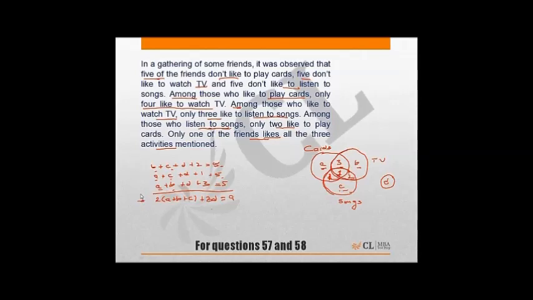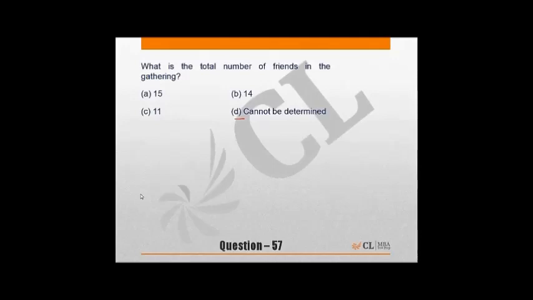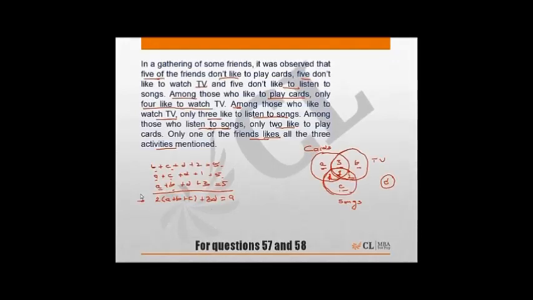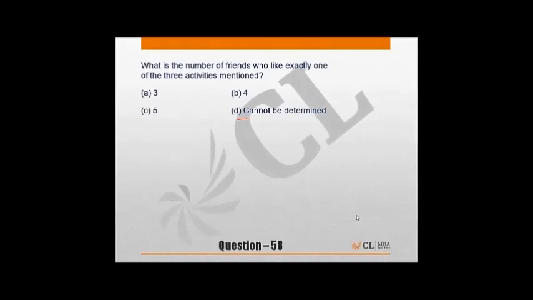Let us have a quick look at what the questions want. Question 57 wants what is the total number of friends in the gathering. Total number of friends will be A plus B plus C plus 3, 1, 2, 3, 2, 5, 6, 7 plus D. Okay, this is the total number of friends. So, I don't need the values of A, B, C individually. As long as I can get A plus B plus C plus D, it should be fine with me. And what is the next question 58? Number of friends who like exactly one of the 3 activities.